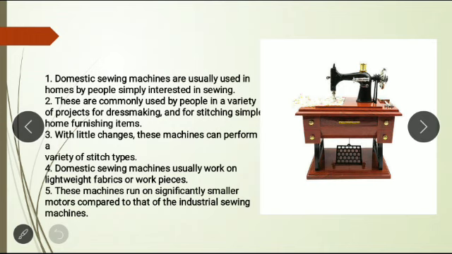These sewing machines are usually used in homes by people who are interested in sewing, who love sewing, and they use these machines usually for projects like dressmaking, stitching, and simple home furnishing products. We can say home furnishing products like cushion covers, curtain covers, etc. Domestic sewing machines usually work on lightweight fabrics.